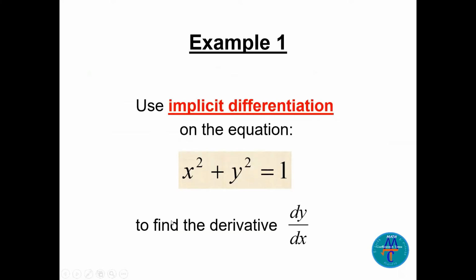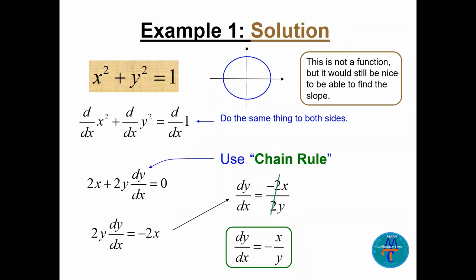This is the first example. Use implicit differentiation on the equation x squared plus y squared is equal to 1 to find the derivative dy over dx. Still, dy over dx is y prime. It represents the slope of the tangent line at a given point. Now let's look at example 1 solution.